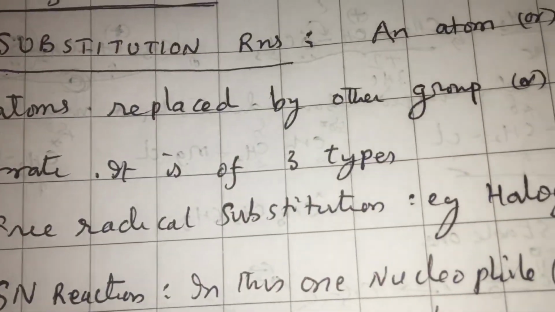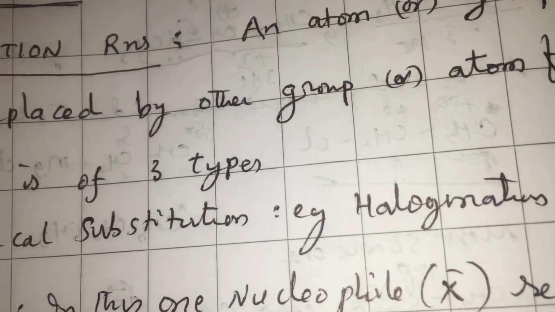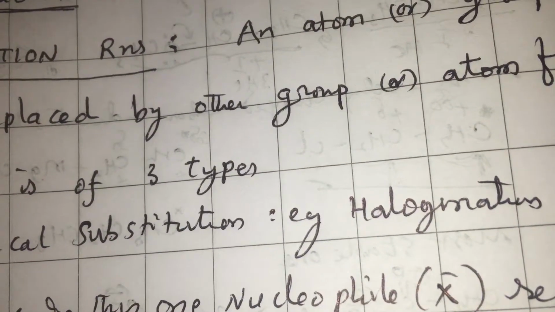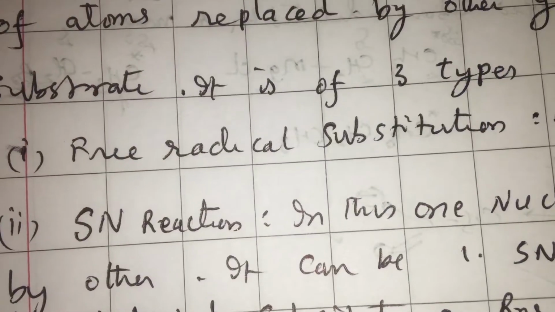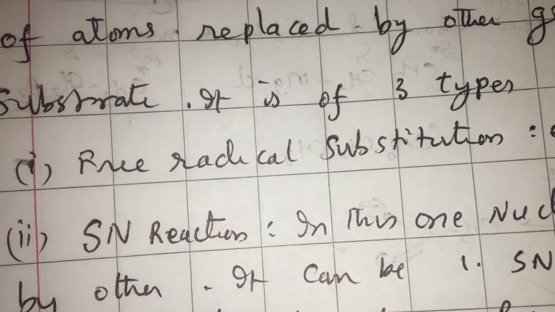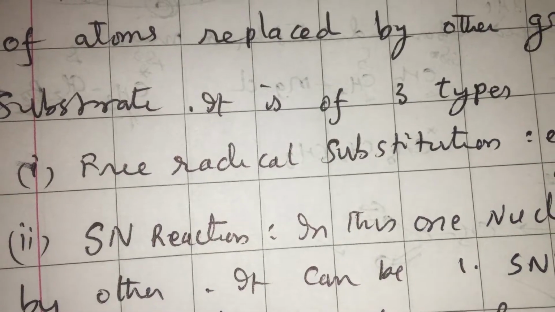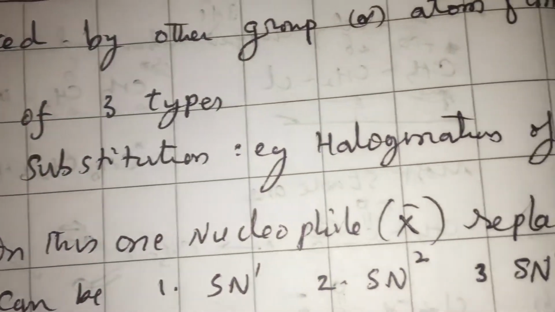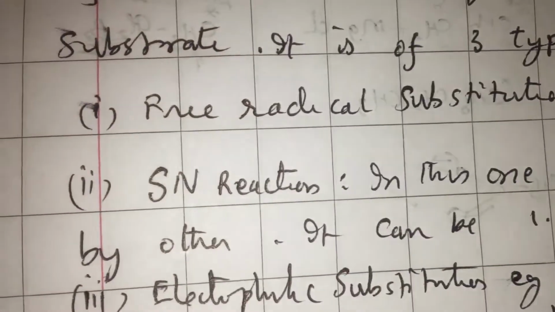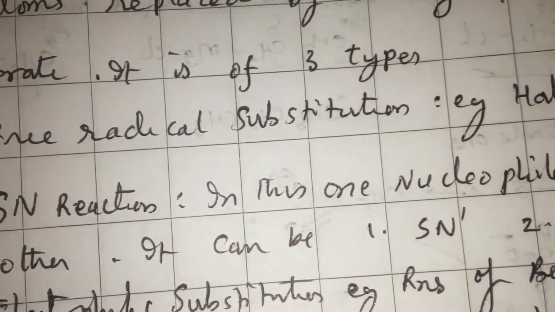It can be free radical substitution, for example, reaction of halogens chlorine, bromine, iodine, fluorine, etc. on alkanes. It can be SN reaction, known as nucleophilic substitution reaction. In this reaction, one nucleophile, say X minus, replaces another nucleophile, say Y minus.